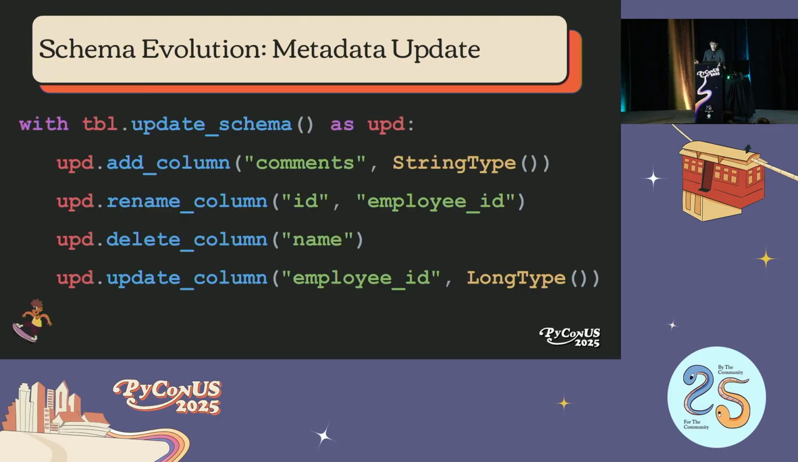It's very simple. You just call update schema in a context manager, and you can use intuitive API names like add column, rename column, delete column, or update the column's data type. And all of these are metadata-only operations that do not involve any data rewrite.